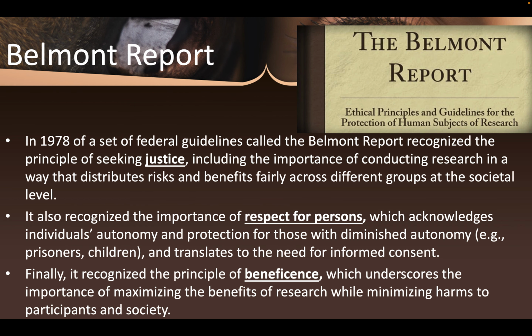And there you go. In 1978, a set of federal guidelines called the Belmont Report recognized the principle of seeking justice, including the importance of conducting research in a way that distributes risks and benefits fairly across different groups at the societal level. It also recognized the importance of respect for persons, which acknowledges individuals' autonomy and protection for those with diminished autonomy, for example, prisoners and children, and translates to the need for informed consent.